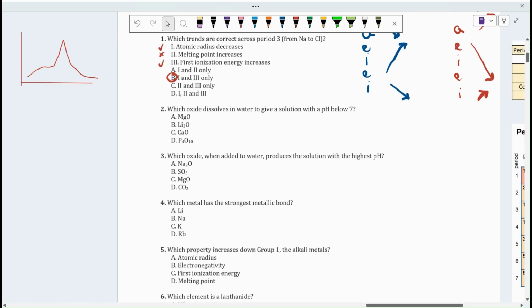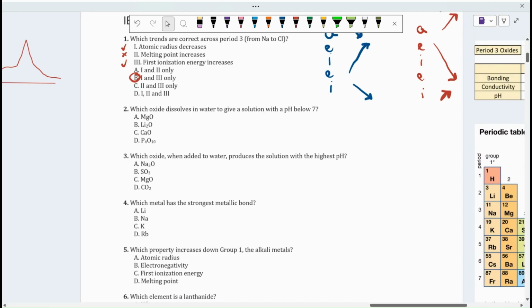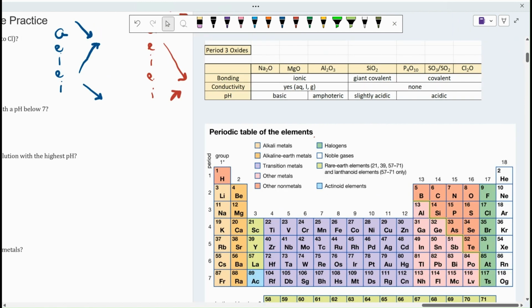Number 2, which oxide dissolves in water to give a solution with a pH below 7? So this is a little table that might help you. These are all the period 3 oxides. And this shows you their bonding type, their conductivity, and their pH when they react with water. And by the way, you do need to know all the equations, so when these react with water.